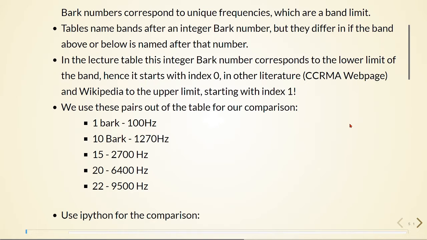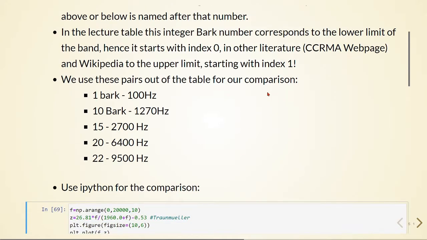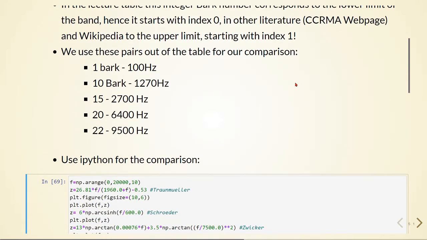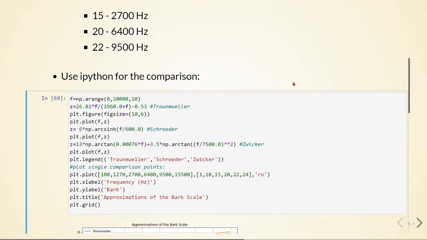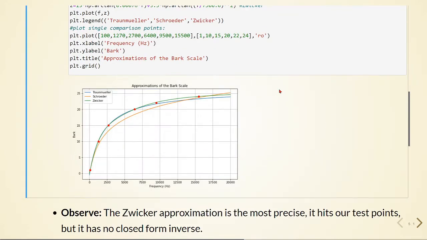We will use the pairs out of the table for comparison. So 1 Bark will correspond to 100 Hz, 10 Bark to 1070 Hz, 15 Bark to 2700 Hz, and then also these values for 20 and 22 Bark and the corresponding values in Hertz. And now what we'll do is plot all these approximations. That's what we are doing here. So we have the Traunmüller, the Schroeder, the Zwicker, and here is our comparison.